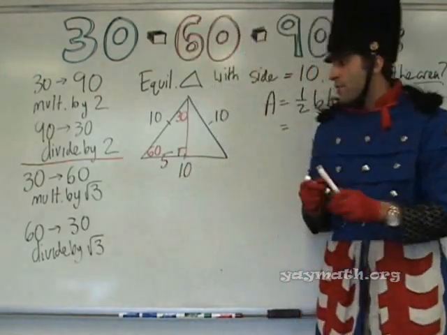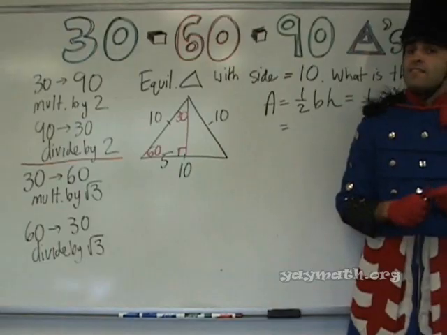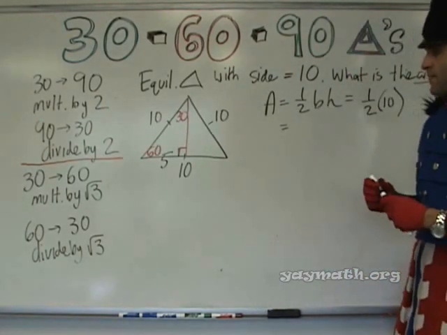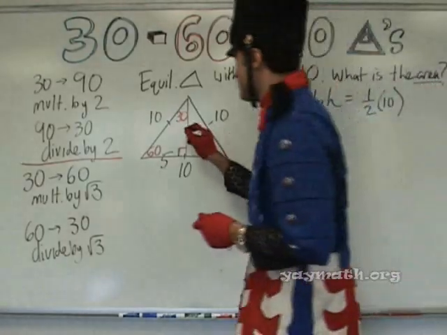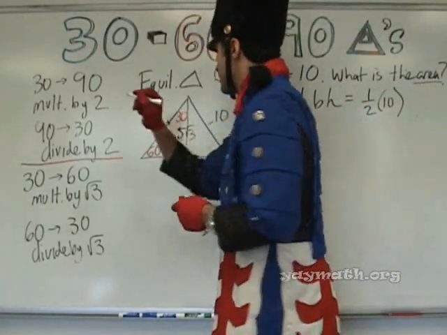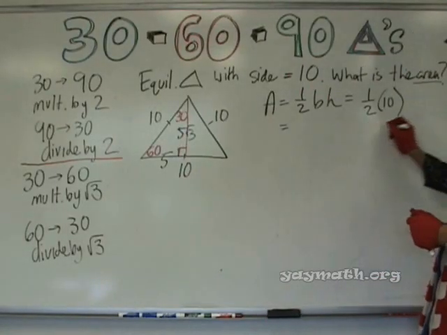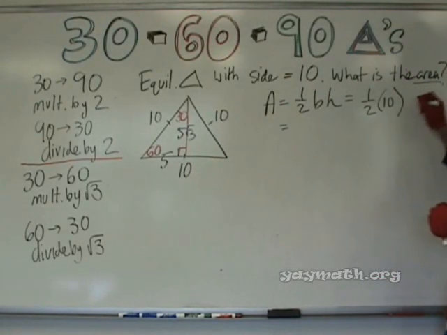So now that we have the 30 side, can we get the 60 side? Yeah. What is it, everyone? 5 square root of 3. Okay, now we have our height. 1/2 base times height is 5 square root of 3.